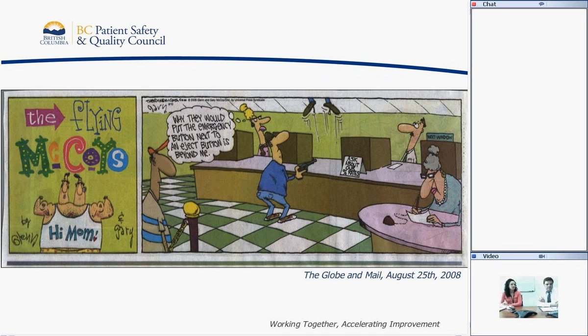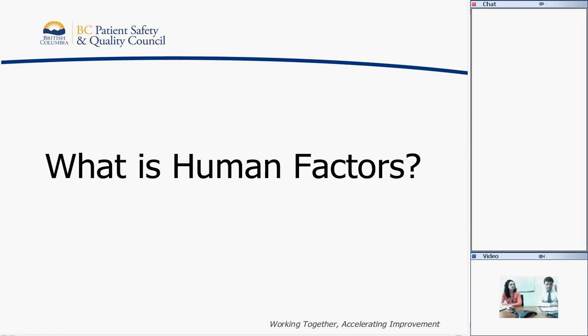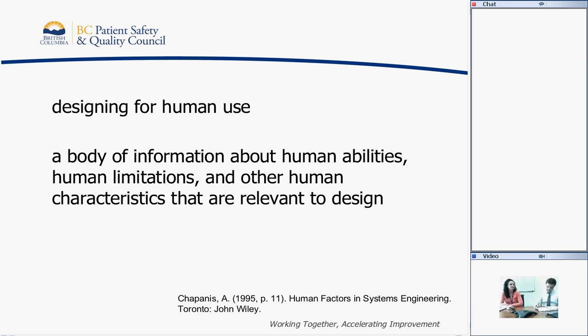Okay. So this is one of my favorite comics that I'm sure some of you have seen before. But basically what this is showing us is the mixing up of buttons. Our little bank teller there is thinking, why would you put the emergency button next to the eject button, is beyond me, as her co-teller is being launched out of the scene. So in a bank, it might be fortuitous to be launching yourself out of a bad situation like this. But in healthcare, if you're mixing up buttons or mixing up medications, it obviously can lead to some very serious consequences. And so when we talk about human factors, what exactly are we talking about?